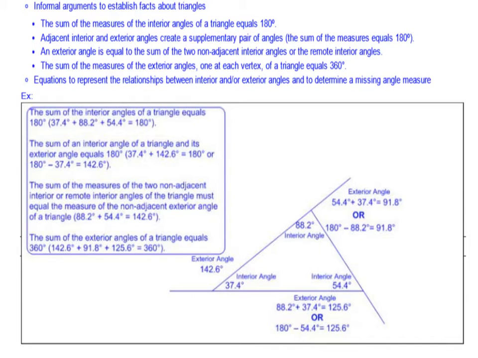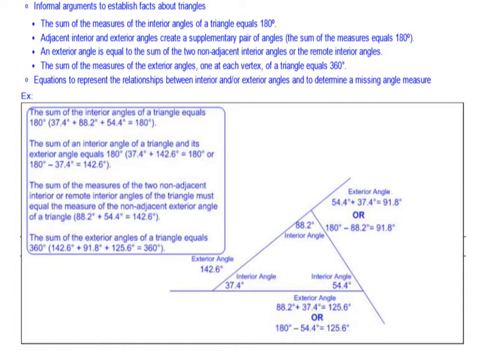Okay, another equation. The sum of an interior angle of a triangle and its exterior angle measures 180 degrees. So we have 37.4 plus 142.6, and that will give us 180 degrees. Or we can easily say, if we know that this is 180, then 180 degrees minus this angle is going to give us this angle.